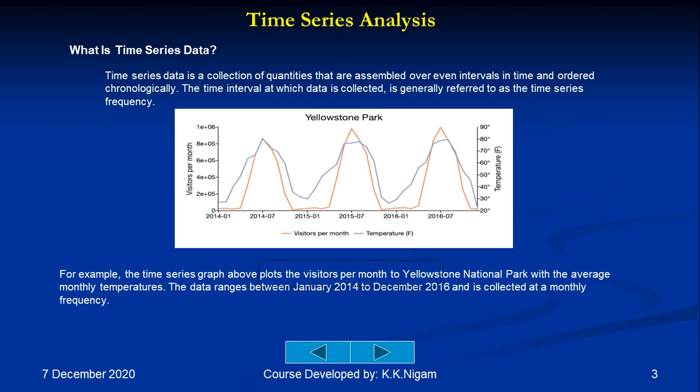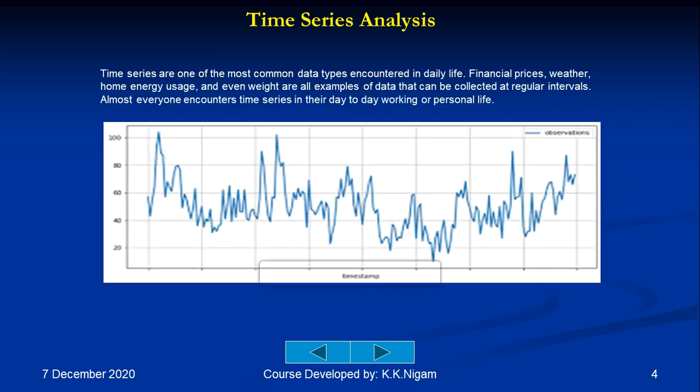So what is time series? Time series data is a collection of quantities that are assembled over even intervals in time and ordered chronologically. The time interval at which data is collected is generally referred to as the time series frequency. For example, the time series graph above plots the visitors per month to Yellowstone National Park with the average monthly temperature. The data ranges between January 2014 to December 2016 and is collected at a monthly frequency.